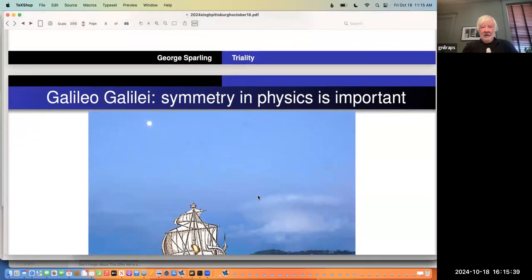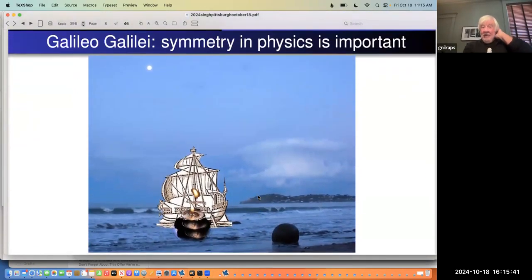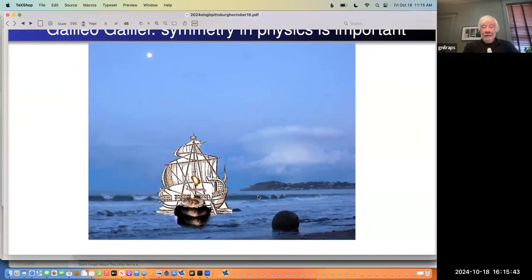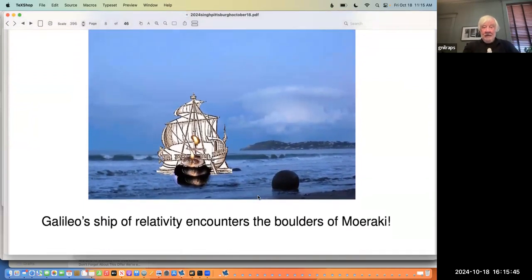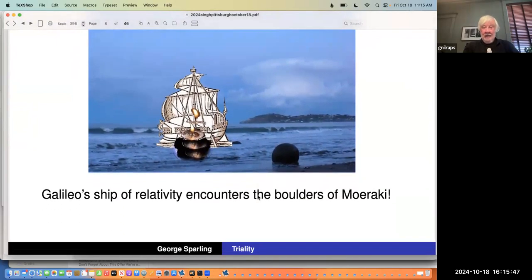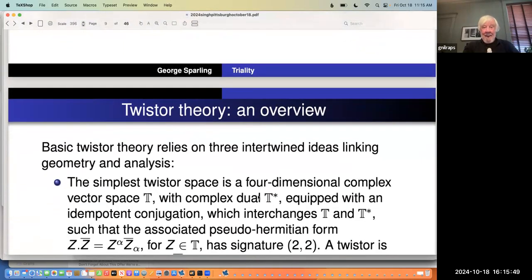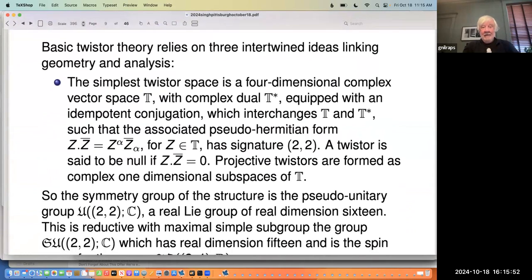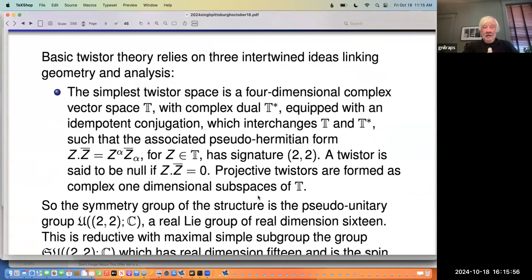Okay. So according to Galileo, symmetry is important. He talked about physics in a moving boat. Now let's get on to some formulas. I'm just going to introduce the ideas of twistor theory in case somebody in the audience has never heard of it.